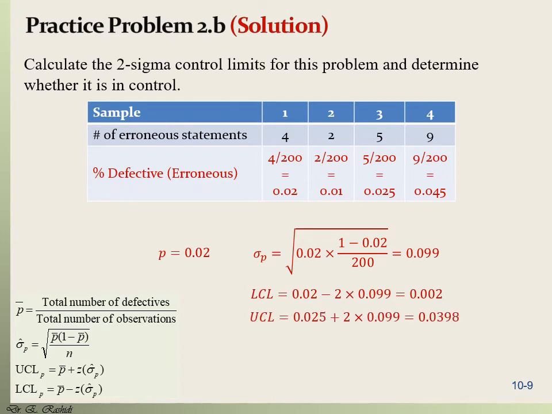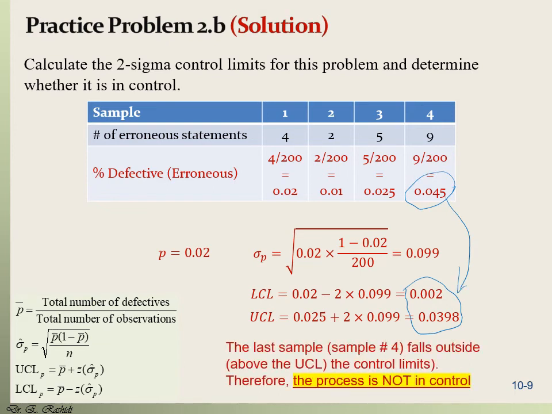Now, if you look at the data that we have here, based on this lower limit and upper limit, you see that all of these samples except the last one are within this range. 0.045 is actually greater than 0.0398, so it's above the control limit, so it's outside of the control limit. This means that the process is not in control. The process is actually out of control.